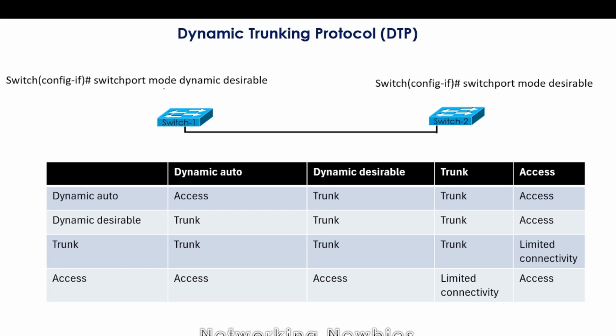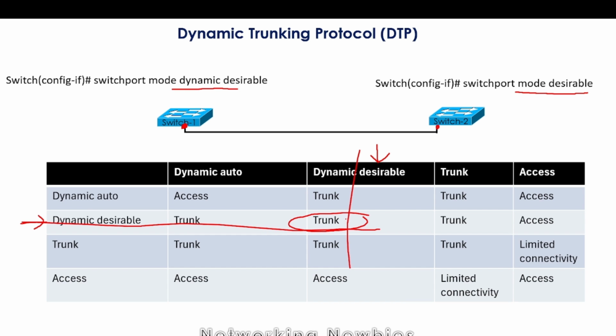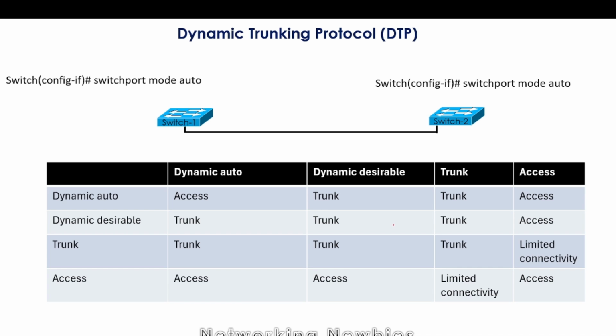But now we have something interesting. It says that on both switches we have dynamic desirable. On switch 1 we have the command dynamic desirable, and here also we have dynamic desirable. So now you can see in this case both of the ports on these two switches will start working in trunk mode. Yes, switch 1 and switch 2 actually meet here. And now if both of them are in auto, for example here we can see switch 1 is dynamic auto, and switch 2 is also dynamic auto. So in this case both of them will start working in access mode. So this is access mode.